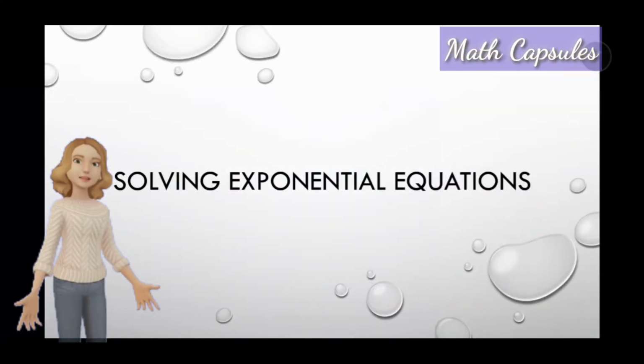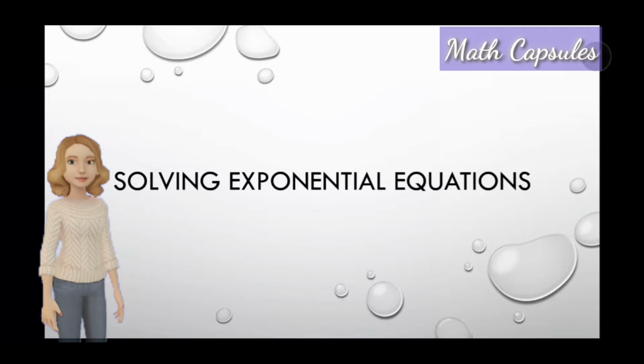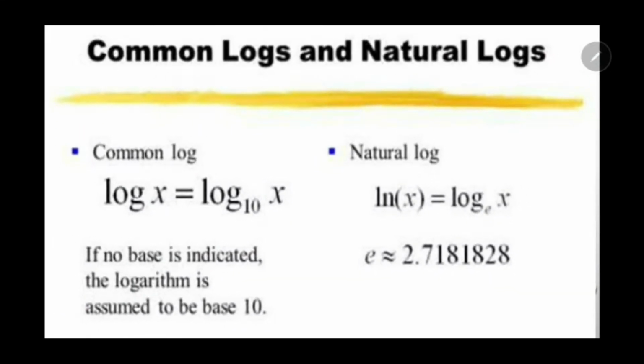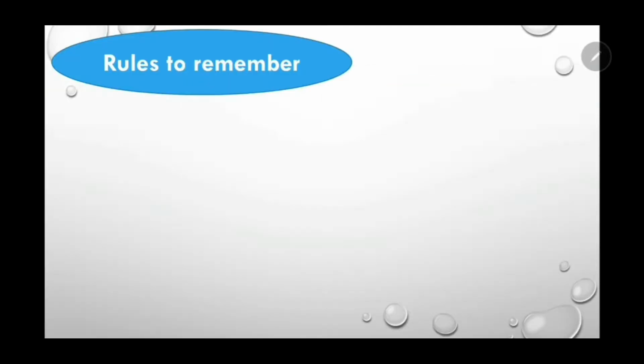Today's lesson is about solving exponential equations. First, what is the difference between common logs and natural logs? A common log is a log with base 10. So whenever we write log x without writing a base, this means that the base is 10, and this is called a common log. While the natural log is a log with base e, where e is a number approximated to 2.718281828 and is symbolized by ln x.